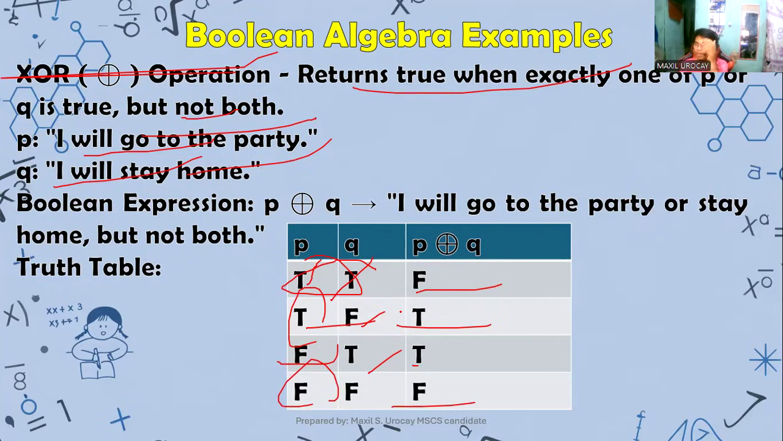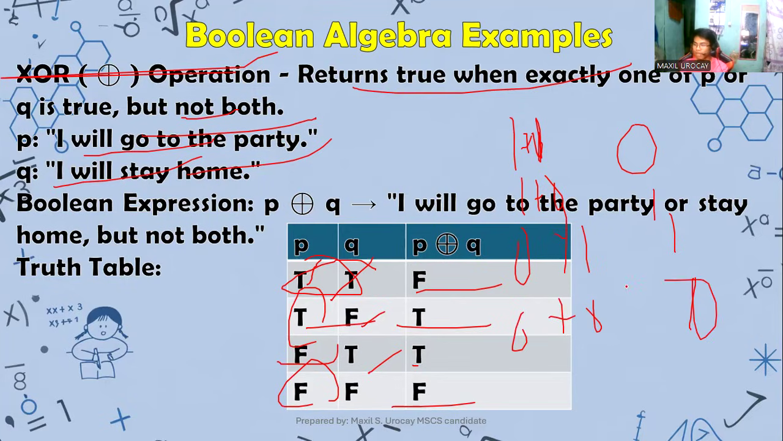This is different from OR because OR is at least one, but here it is exactly one. So for 1 plus 1, for exclusive OR, it will become 0. 1 plus 0 is 1. 0 plus 1 is 1. 0 plus 0 is 0. That is basic.